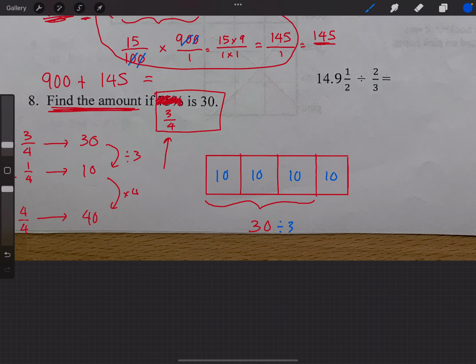Now, it says find the amount. Well, this is the whole amount: 10, 10, 10, 10, so that's 40. That's another way to think about it.